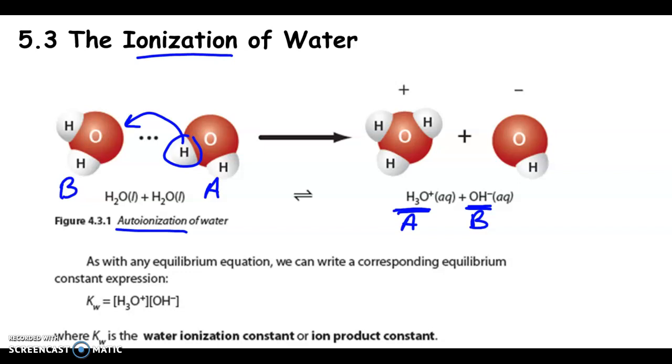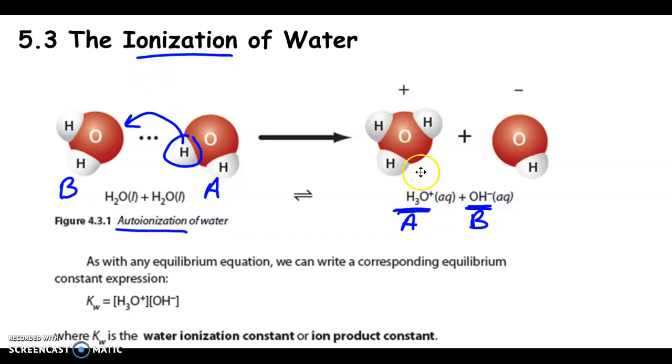But because water technically behaves like an acid and a base, when they come in contact with each other, that's exactly what ends up happening. One of the waters will end up losing a proton or the hydrogen ion, and the other water that happens to collide with it will accept that hydrogen ion. So this is referred to as the auto-ionization or the ionization of water.